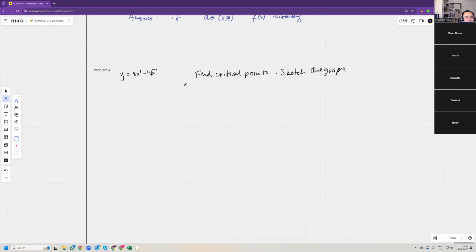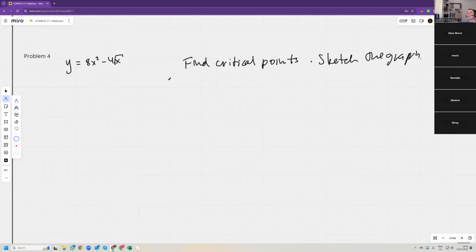Problem 4. Find critical points, sketch the graph. So a critical point is where the derivative is 0. And sketch the graph. So first, we start by finding the domain. So what are the limitations on x? Who can tell me? Who can help me with that? x has to be greater or equal to 0, of course, because you can't have a root of a negative number. Okay, good.